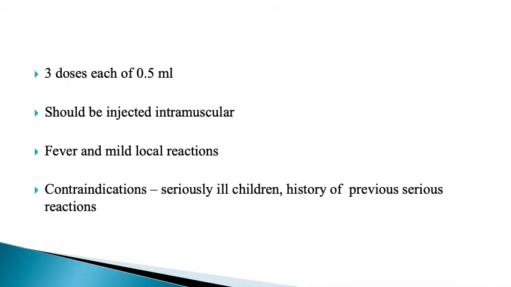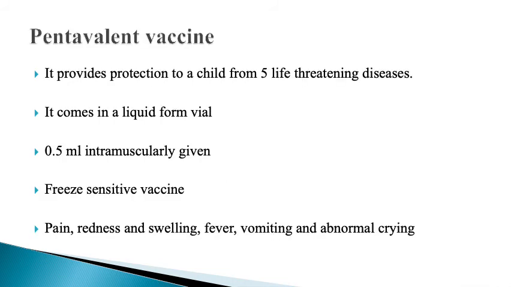Second, pentavalent vaccine, which is a form of combined vaccine. It provides protection to the child from five life threatening diseases, which include diphtheria, pertussis, tetanus, hepatitis B, and Haemophilus influenzae type B. And giving pentavalent vaccine gives the advantage that we are giving vaccine for five diseases through one single prick, and it should be scheduled at 6, 10, and 14 weeks in the immunization program, except that the birth dose of hepatitis B and booster doses of DPT are continued.